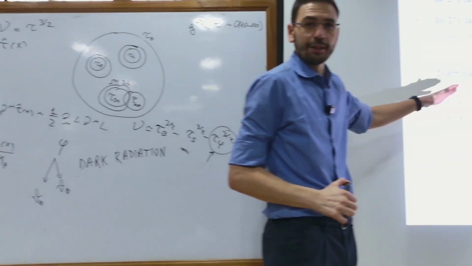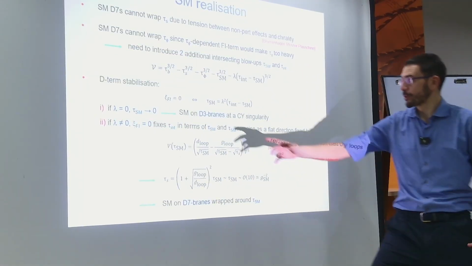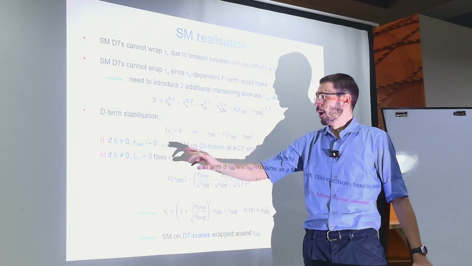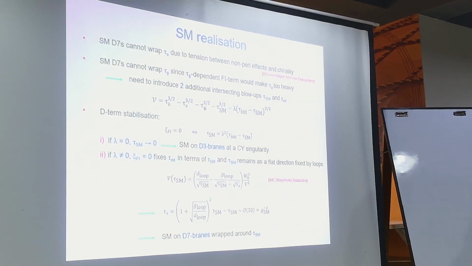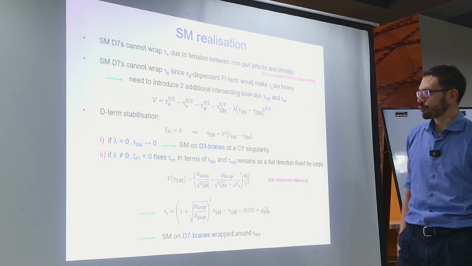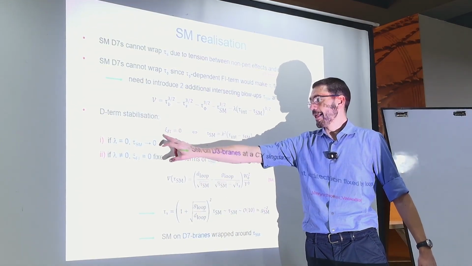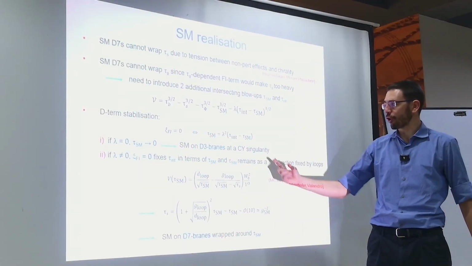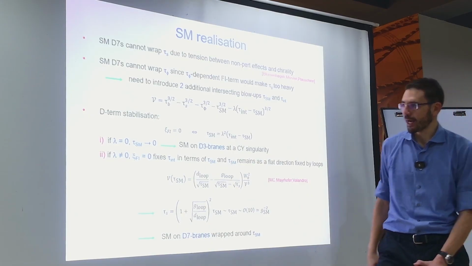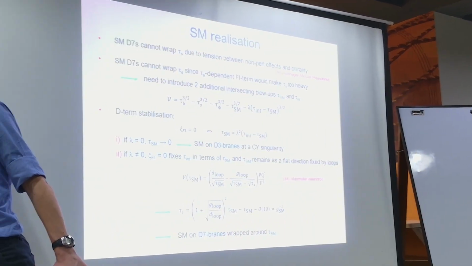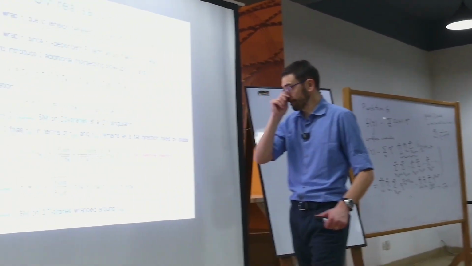D terms are extra contributions to the scalar potential that you have in supersymmetry. So these are leading order contributions to the scalar potential. You need to set these D terms to 0 to get a leading order supersymmetric solution. These are the Fayet-Iliopoulos terms. They depend on the moduli, so setting them equal to 0 gives you a relation between the moduli, and it would basically stabilize tau standard model in terms of tau int intersection, or vice versa, leaving a flat direction.